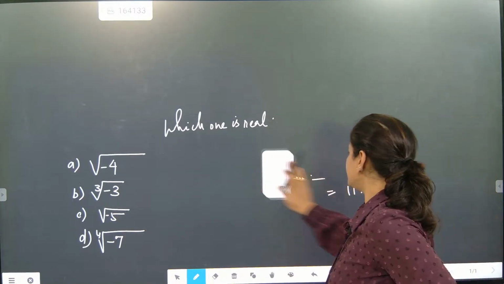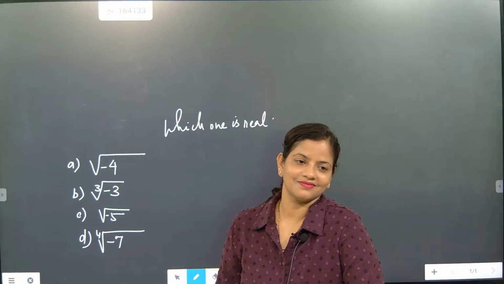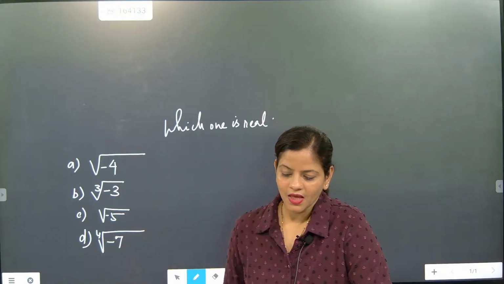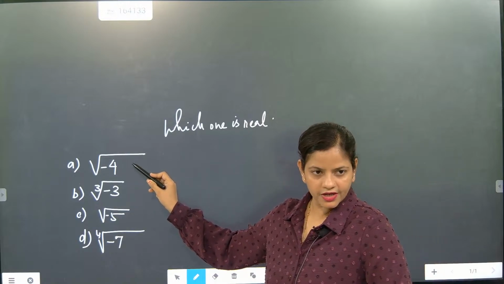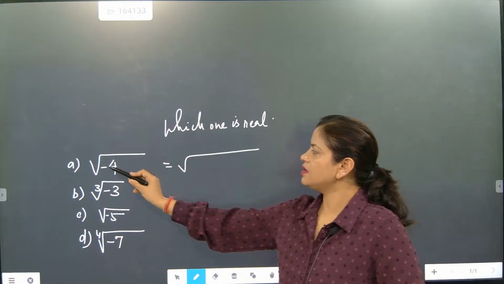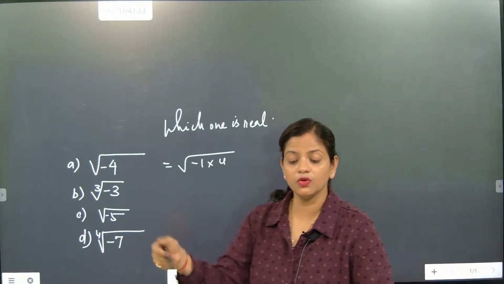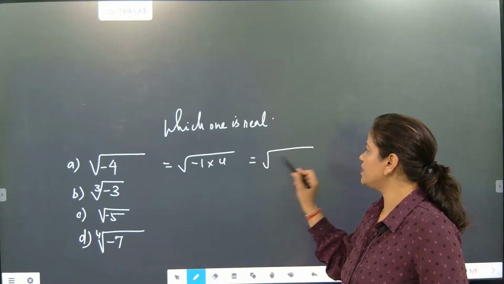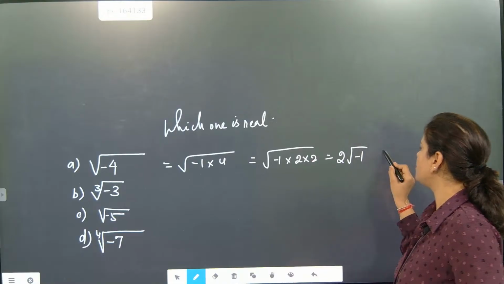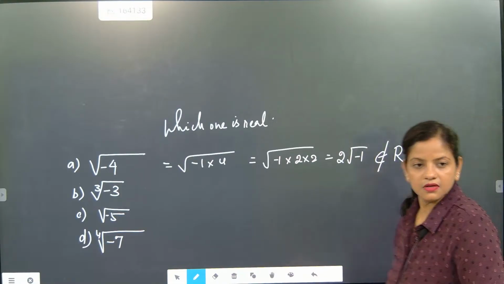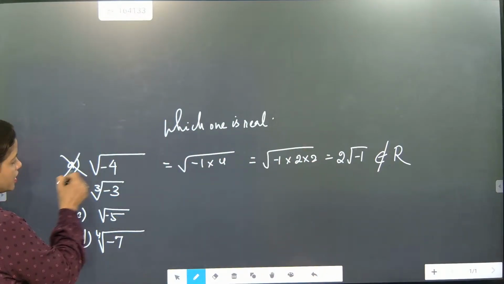If you write like this in the examination, 100% you will not get marks. One is not real. You need to understand that this is a square root. Now I am telling you the logic. Here minus means minus 1 into 4, so it will come as root under minus 1 into 2 into 2, which becomes 2 root under minus 1. And root under minus 1 is not at all real. So 100% this is not the correct answer.